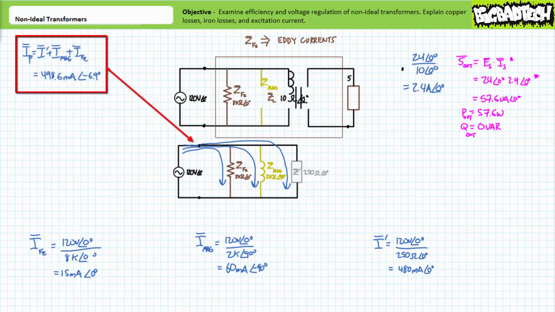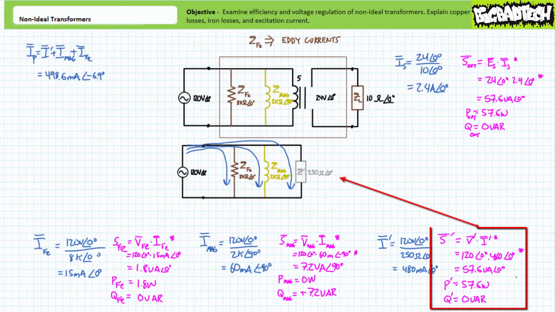Kirchhoff's current law demonstrates that the current in the primary will be 480 milliamperes at an angle of 0 degrees, plus 60 milliamperes at an angle of negative 90 degrees, plus 15 milliamperes at an angle of 0 degrees, or roughly 498.6 milliamperes at an angle of negative 6.9 degrees. Source current again increased because of the additional path in parallel. Now let's examine apparent power for the individual elements in this model.